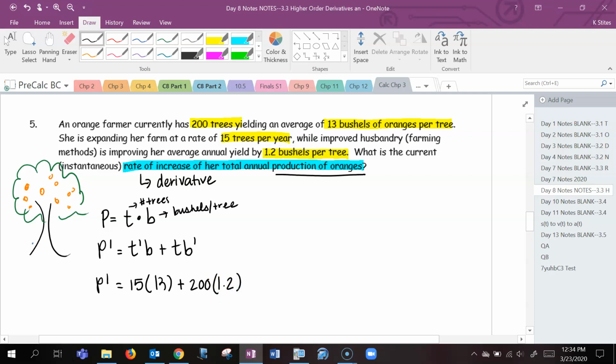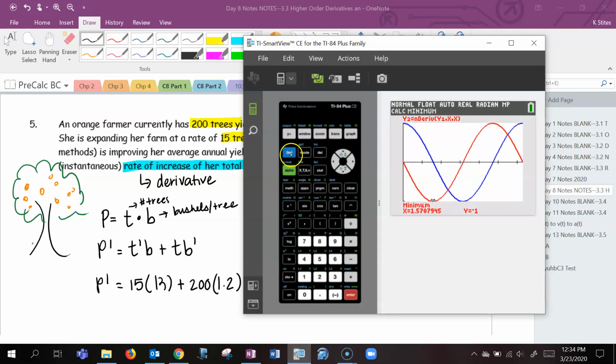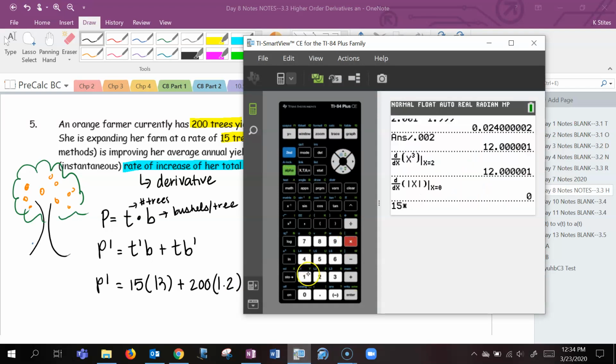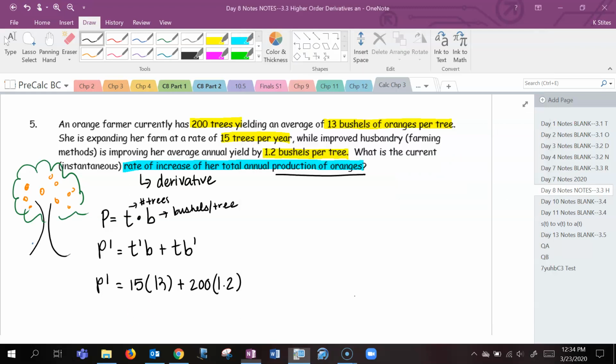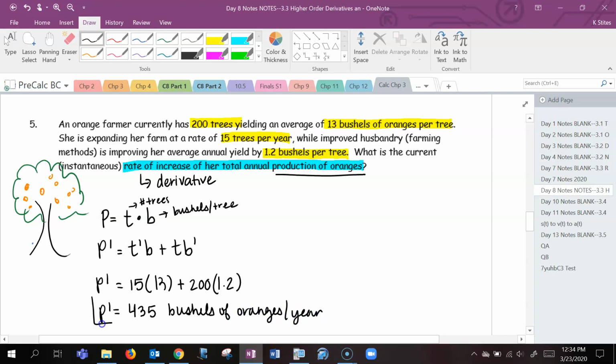Okay, and then we'll just type this into our calculator. And we get 435. Okay, so her current rate of increase is 435 bushels of oranges per year for right now, which I think is pretty good.